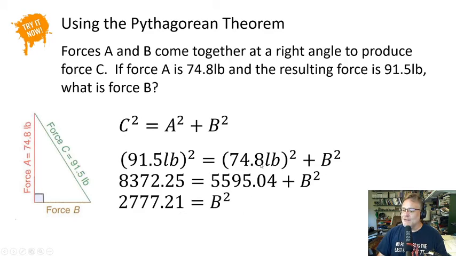Now we have to subtract this from both sides here. So if we subtract 559504 from both sides here, it disappears from here, and 837225 becomes 277721. All right, but that's equal to b squared, not b. And so if we take the square root of both sides here, we find that b is equal to 52.7 pounds here. So 52.7 pounds, that kind of makes sense. It's less than 74.8, and it's not producing as much of an effect here as force A is. So that seems pretty reasonable here.